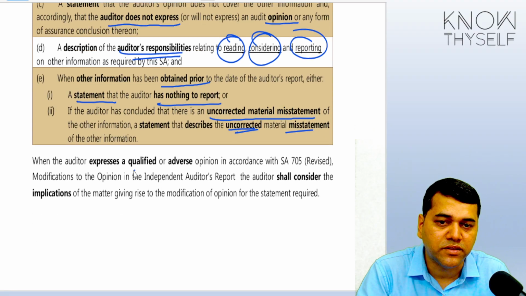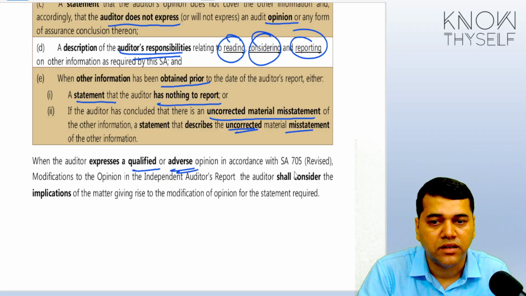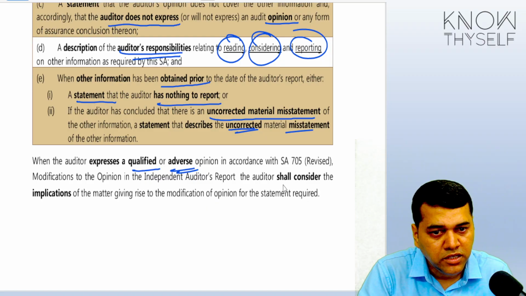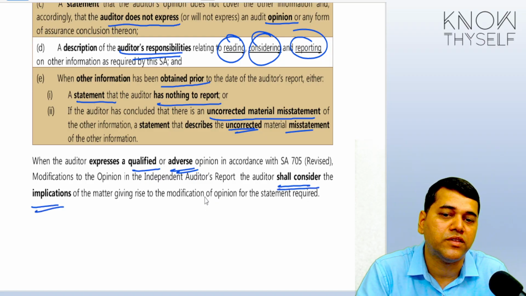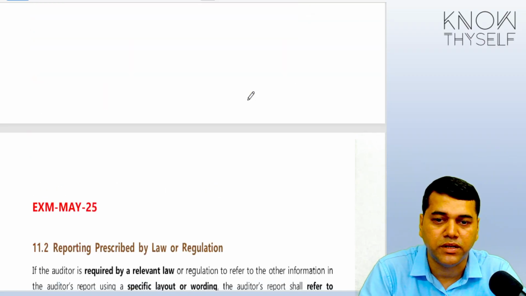When the auditor expresses a qualified or adverse opinion on the financial statements, you should consider the implications of the matter giving rise to the modification for the statement required.